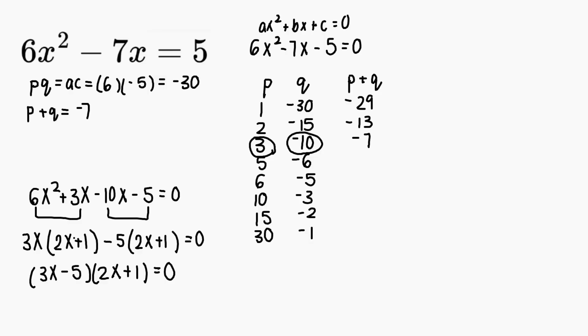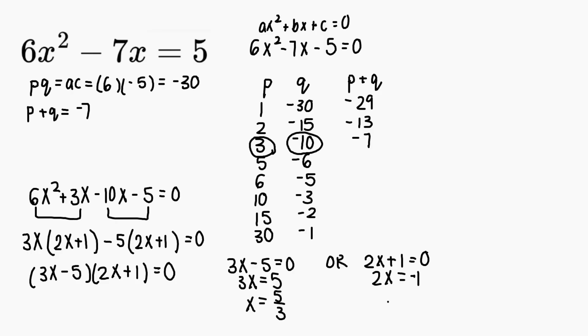So we know our two solutions are going to be when 3x minus 5 equals 0, or when 2x plus 1 equals 0. So we know 3x equals 5, so x equals 5 divided by 3, or 2x equals negative 1, so x is equal to negative 1/2. So our two solutions are x equals 5/3 and x equals negative 1/2.